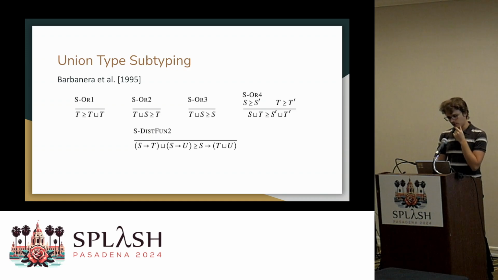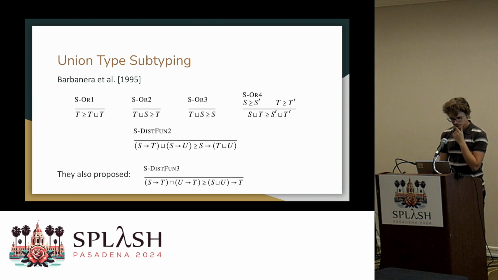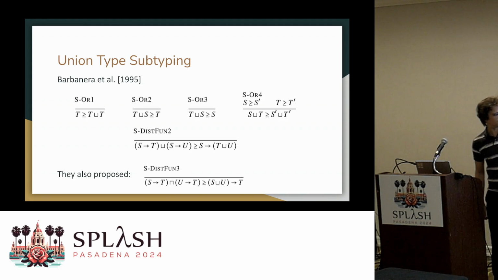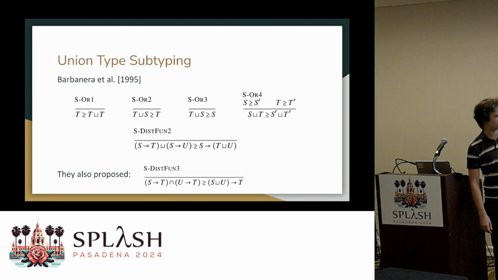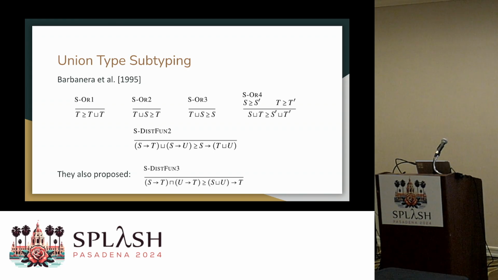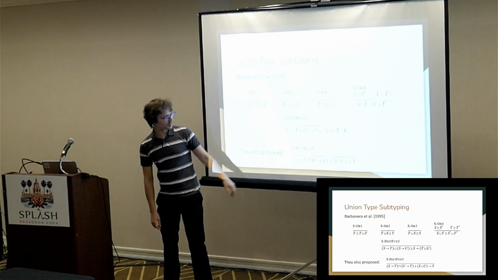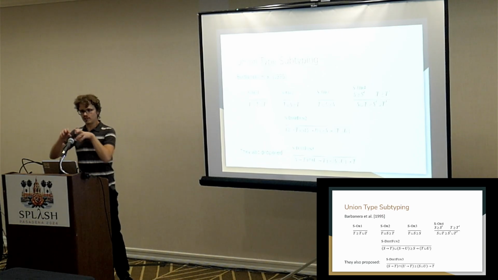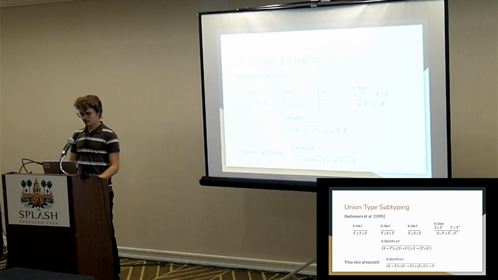And so the subtyping looks like this for unions. It's completely dual to intersections, so no surprises. In their paper from 1995, where they present subtyping for union types, Barbanera et al. also proposed a distributivity for function types, right? So if you intersect these two function types, you get the one that I showed before. When the result types are the same, you can distribute the intersection into a union in the parameter.